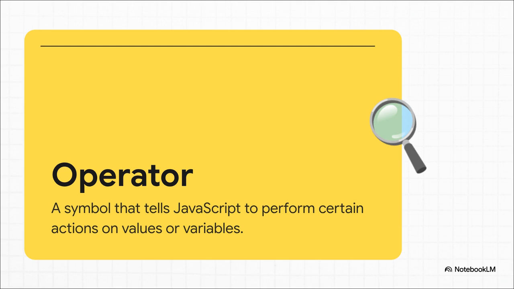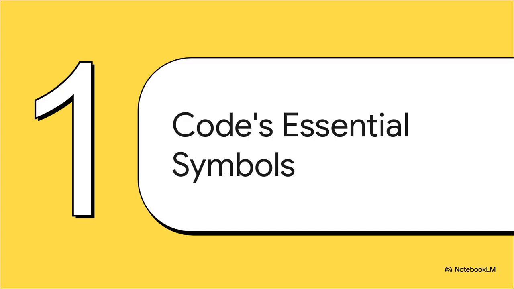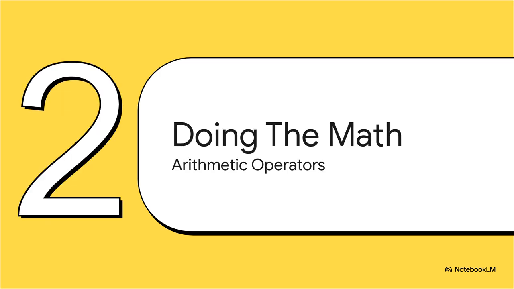That's it. An operator is just a symbol that tells the computer to perform an action. If you think of your variables and your data as the nouns of your code, then operators are the verbs. They are the action words that make stuff happen. So first up, let's explore why these are truly code's most essential symbols. We're going to start with the ones you already know, the stuff right out of math class.